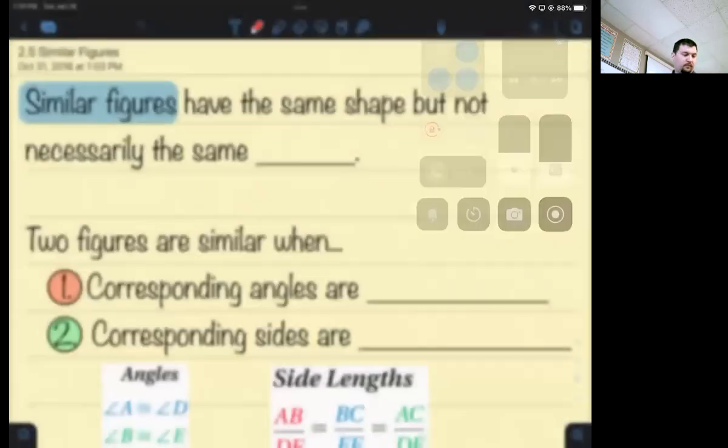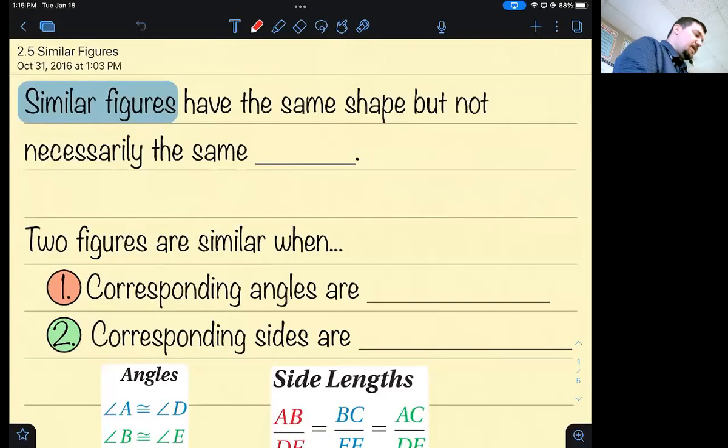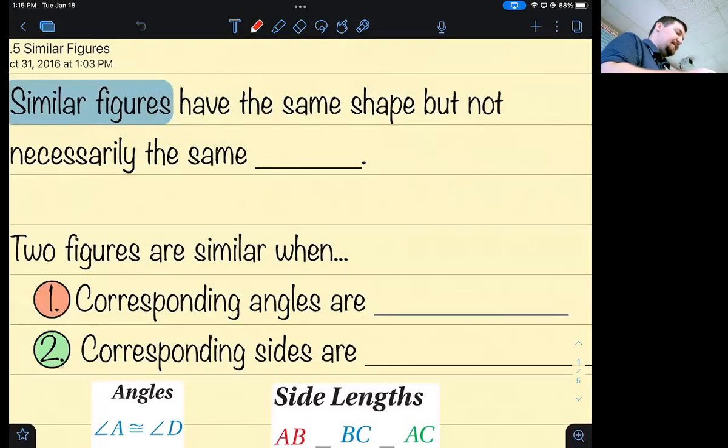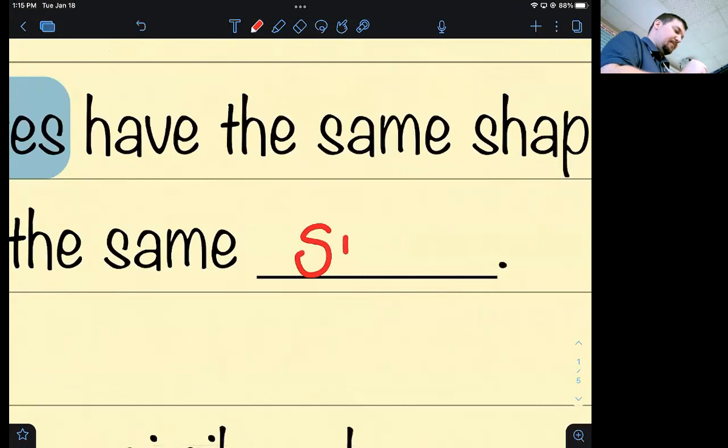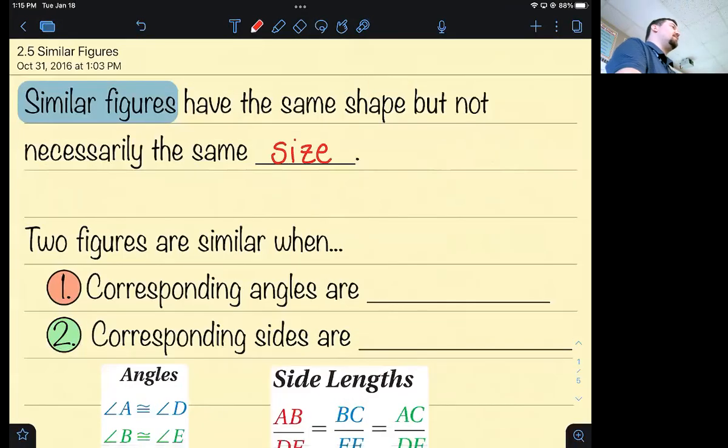All right, section 2.5. Yay. Similar figures. Similar figures have the same shape, but not necessarily the same size. So they're different from congruent figures. Congruent figures have the same shape and the same size. Now they could have been slid around or reflected or rotated. Similar figures have the same shape, but not the same size.